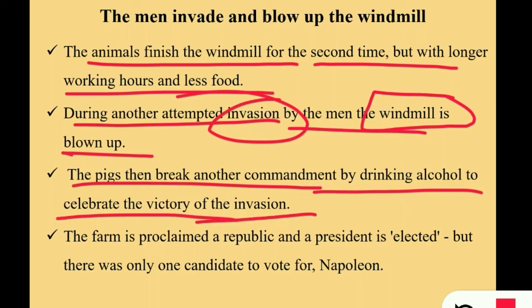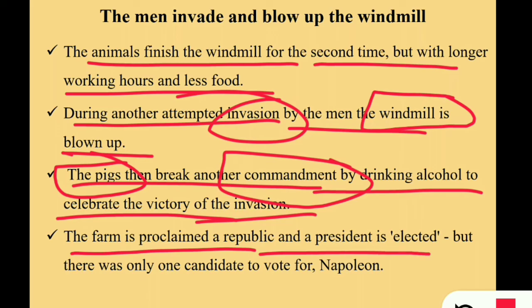Here, pigs started enjoying, giving up their commandments, rules and regulations. The farm is proclaimed a republic and a president is elected, but there was only one candidate to vote for, that is Napoleon.